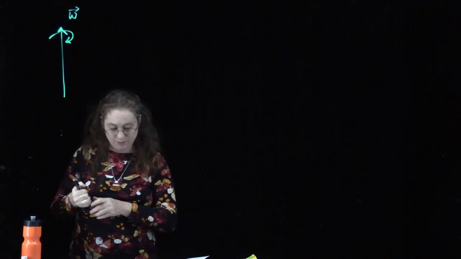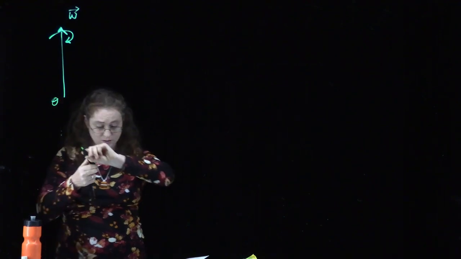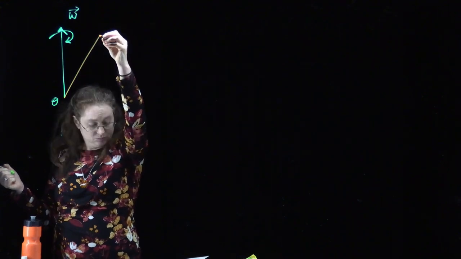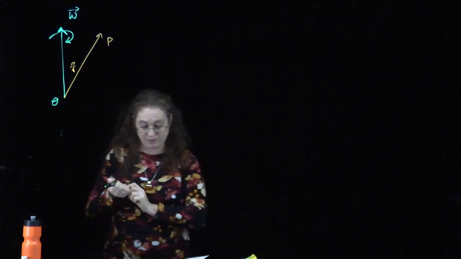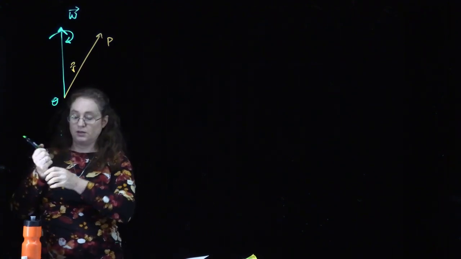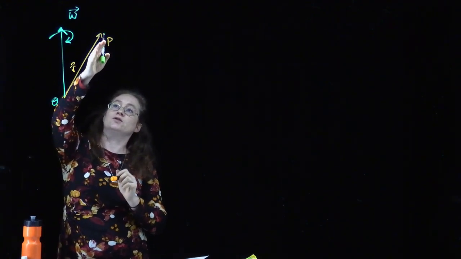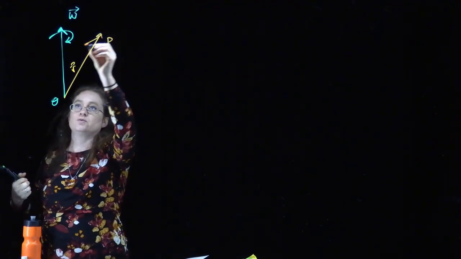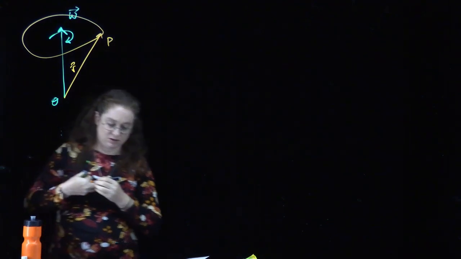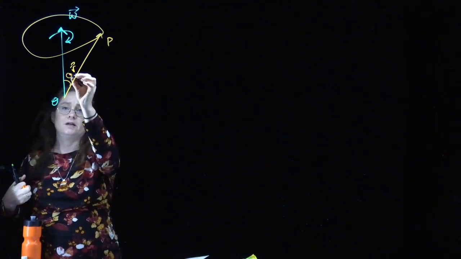We have some point, this is our origin that we're using, and we have something at point P. So here, this is the vector r between the origin and point P. If P is rotating with angular velocity omega, it sweeps out a circle. That is not a great circle, but it is a good enough circle. There is an angle theta here.